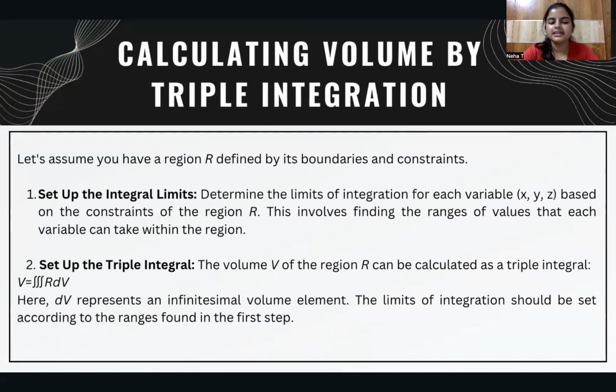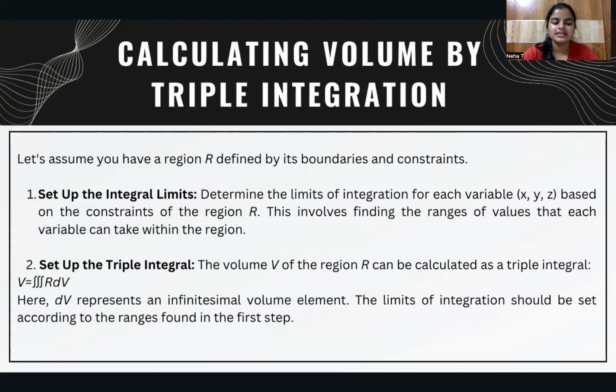So set up the integral limits. First, we are going to set up the integral limits. What is setting up integral limits? Determine the limits of integration for each variable x, y, z based on the constraints of the region R. This involves finding the ranges of values that each variable can take within the region. So we are supposed to set up limits. And how will we set up limits? We'll be taking ranges of values that each variable can take. And the variables taken here are x, y, and z.